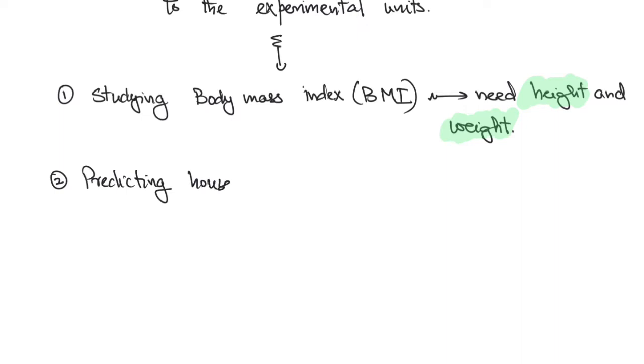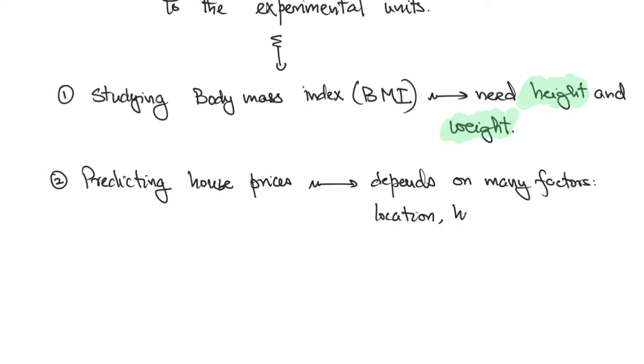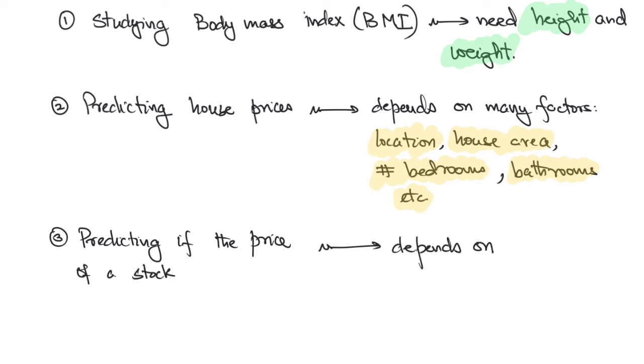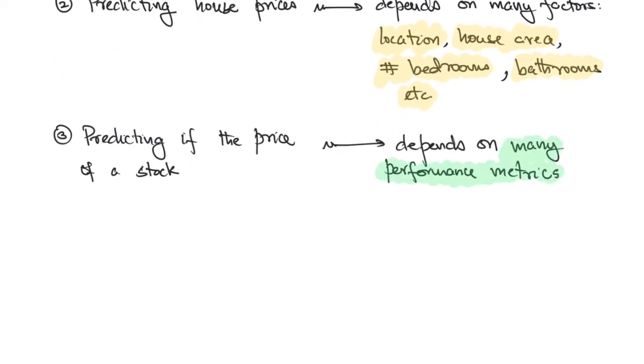If we were predicting house prices, this would depend on many factors: location, house area, the number of bedrooms, the number of bathrooms, and other factors. Another problem that is often of interest is to predict if the price of a stock would increase or decrease. And this depends on many performance metrics for the company involved. And in the era of social media, also on how different people tweet nowadays, right?